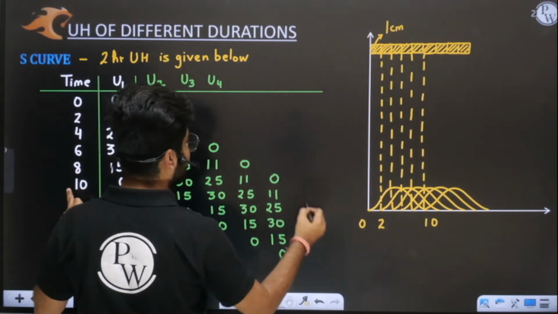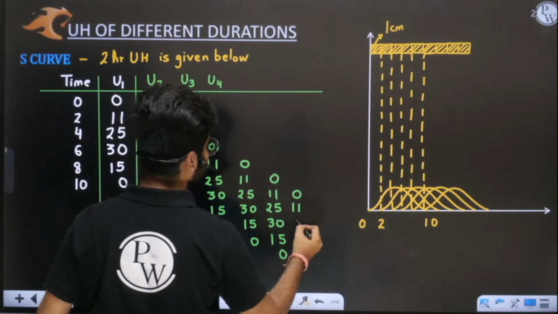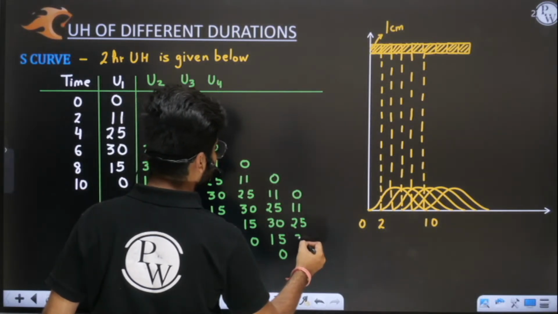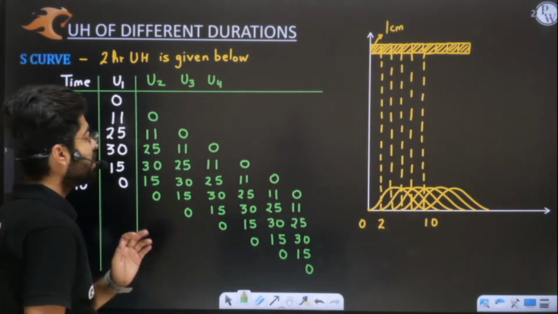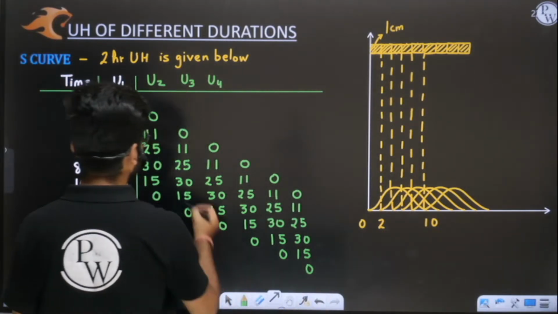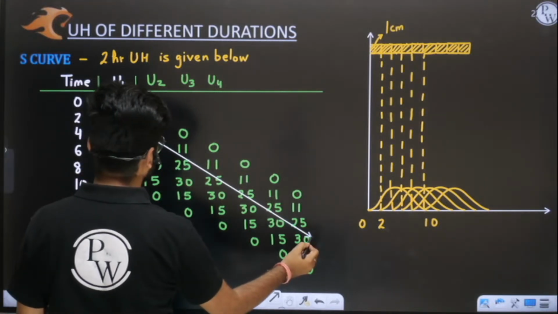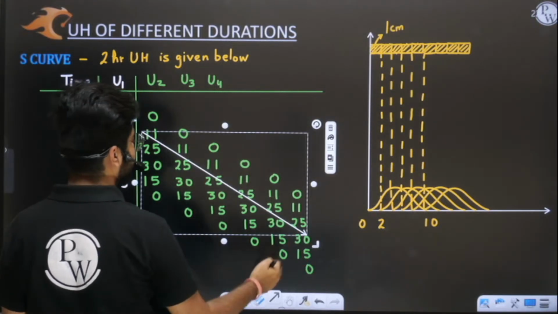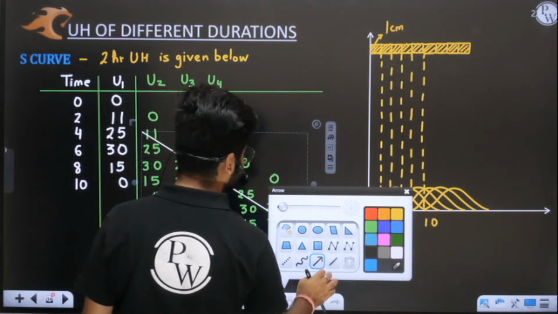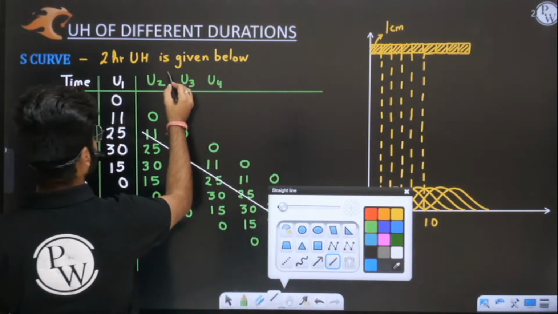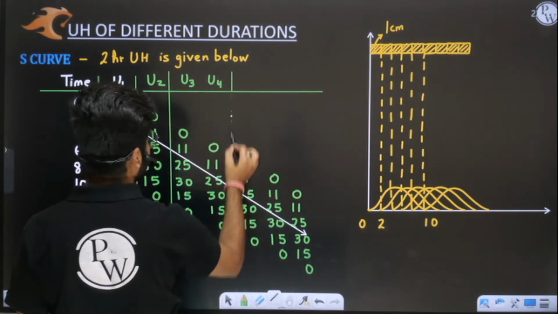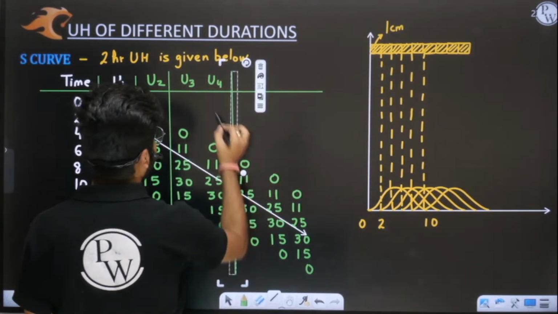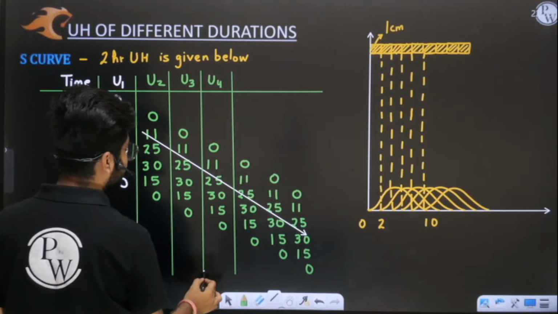Again, when rainfall is done, again I will lag it. So like this, I will keep on lagging, and finally, I will add up all the values. This is the way in which I will lag it, because I am ensuring that rainfall is happening again and again.